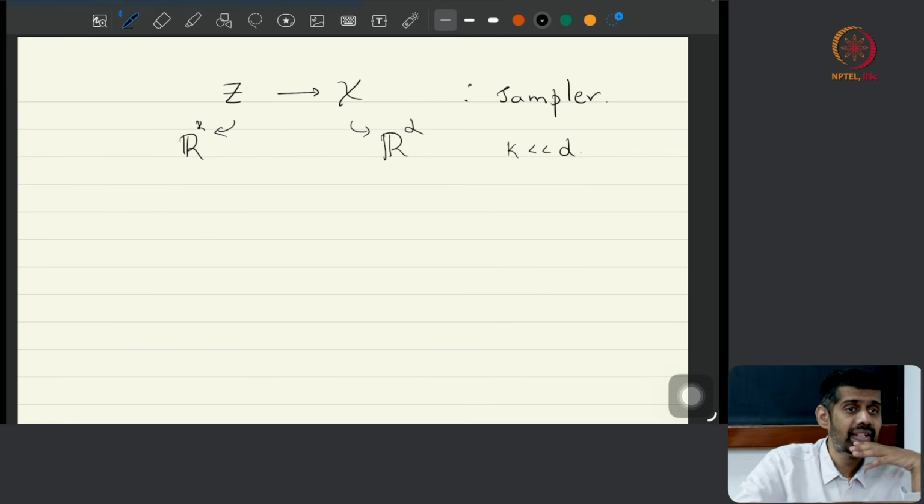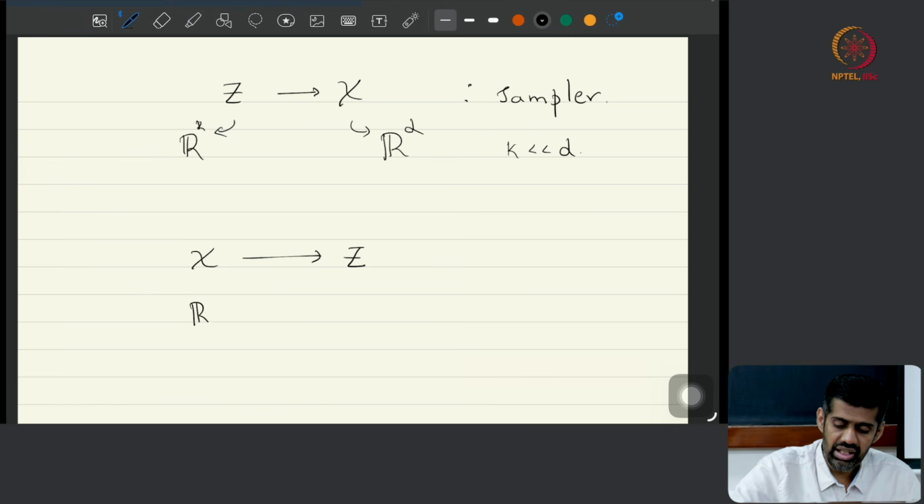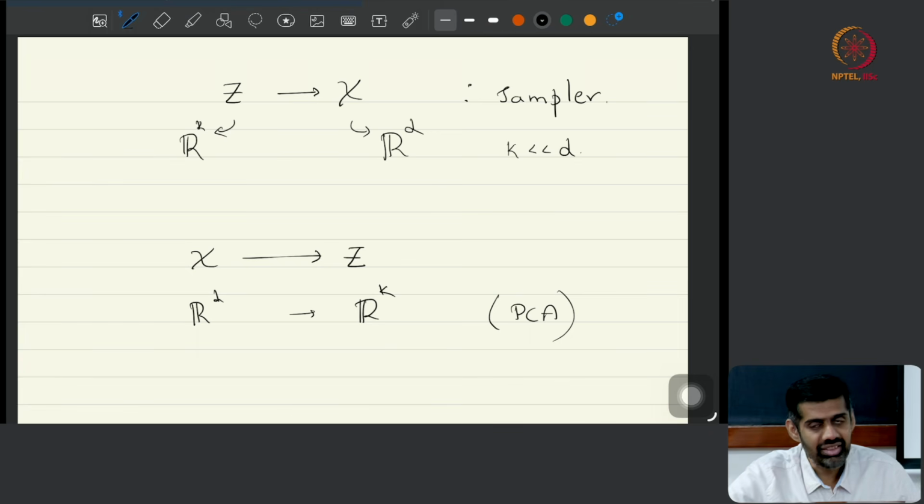Some applications in machine learning demand that we do the other way around also, which is that we take data in the ambient dimension and project it onto another space of lower dimensions. So this is R^d and this is R^k. We already know ways to do this. In classical machine learning, component analysis is one way, also called dimensionality reduction, and it is a linear way of doing it.